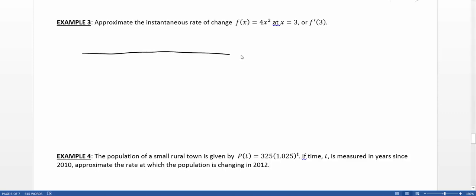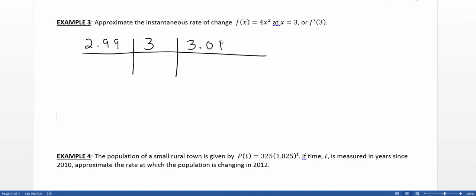So the way I'm going to set this up is I'm going to create my own table. And I'm going to put 3 in the middle. Now, I need to pick something really, really close to 3 on the left and right, and I want to be the same distance away. So I'm going to pick 2.99 and 3.01. So I'm going to go within 1/100th place of 3. That's generally close enough to get a pretty good approximation of whatever you're looking at.